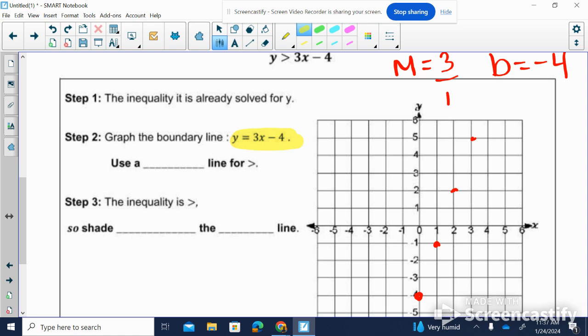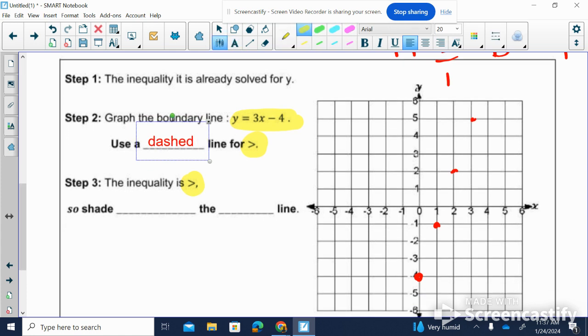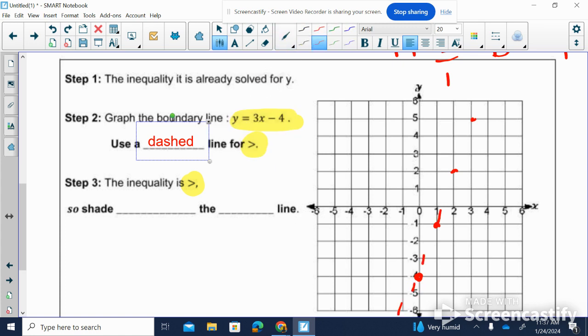Now I'm going to take into consideration the inequality symbol, which is greater than. Okay, so because it is greater than, I am going to use a dashed line. If it was greater than or equal to, I would use a solid line. But because it is just greater than, I am going to use a dashed line. So I have my dashed line with my arrows indicating that it continues.